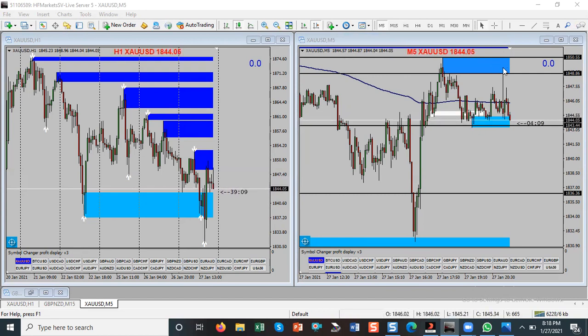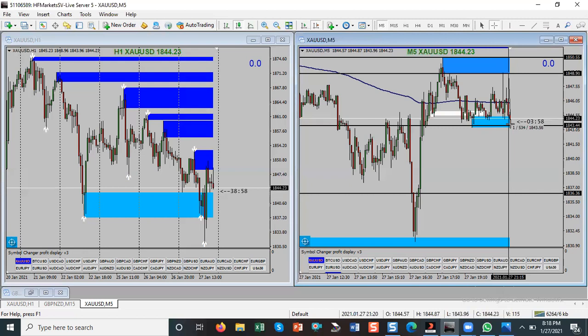Sorry about that. So see your entry here. Your stop loss, how many pips? 17 pips. Your first take profit is 53 pips. It's almost hitting the first take profit.